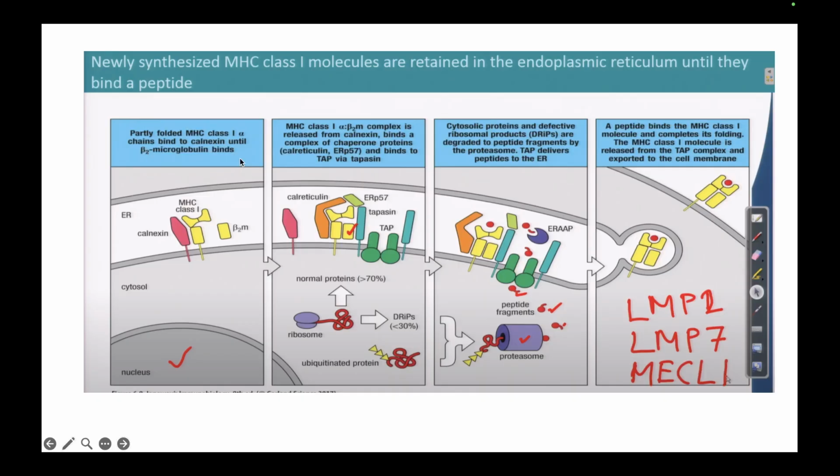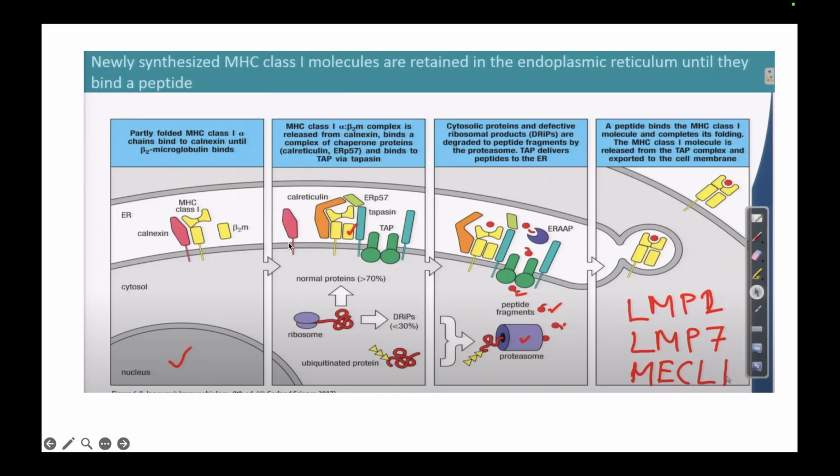So we know MHC class 1 has an alpha subunit and a beta subunit. You can see the alpha subunit is present in the endoplasmic reticulum, with alpha 1, alpha 2, alpha 3. This alpha chain binds to calnexin until the beta 2 microglobulin binds. So it is bound to the calnexin in the ER.